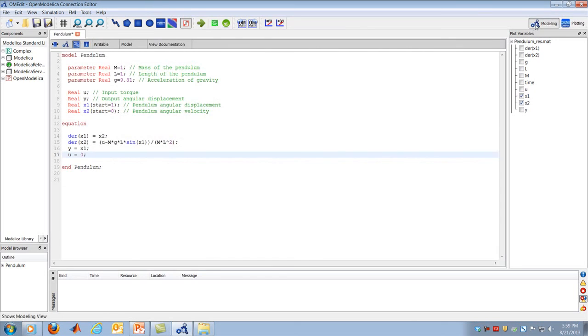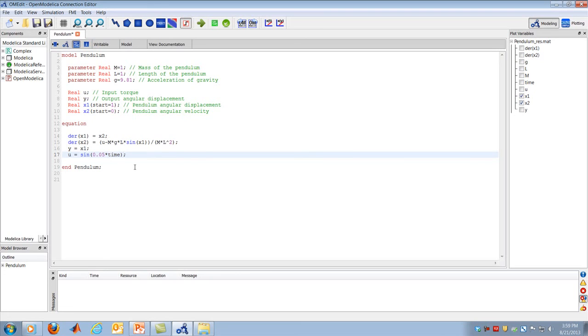I want to apply a torque now, so I want to go back to my simulation model, and instead of u equal to 0, I want to apply a torque, and I'm going to make it a very slow torque relative to the natural period of oscillation of this pendulum. So I'm going to make the torque u equal to the sine of, let's say, 0.05 multiplied by time, and the symbol for the expression for time in Modelica is just time, T-I-M-E, lowercase.